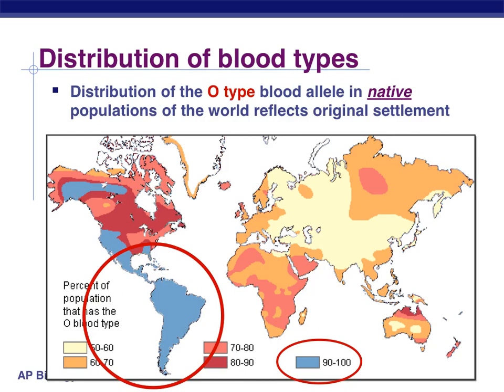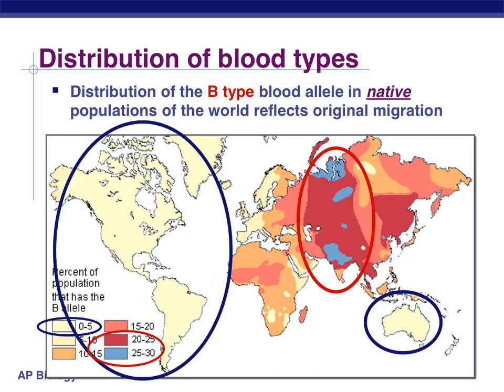This is where the O blood type originated. Now we know that there's O blood everywhere in the world, but it just goes to show you the migration route of these people. They started in this part of the world and they've moved until O blood is found everywhere.